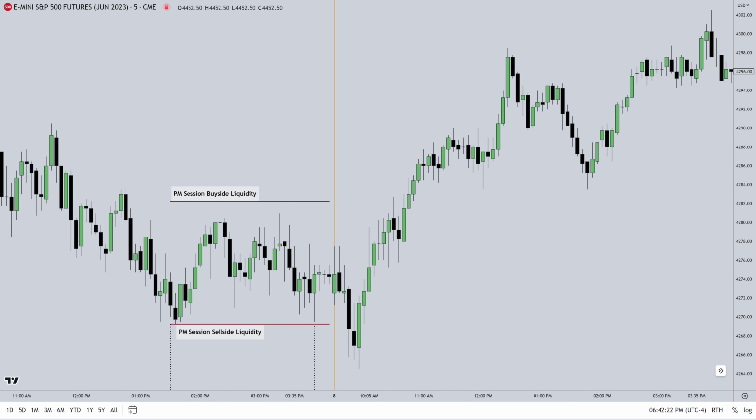How you get there is you study old moves like this and you journal them. But your model could simply be to wait for the sell side in the previous PM session range.